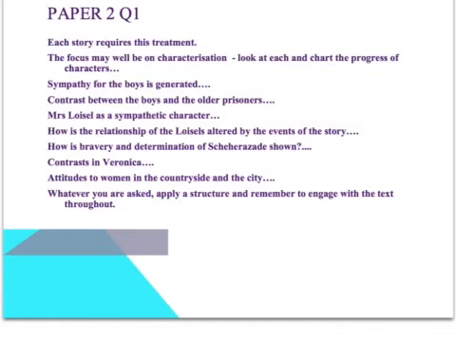Remember that in this question, if you get one of the short stories, the focus may well be on characterisation. And I think that it would be a good exercise, I know we've done this in class in my school, to look at each of the stories and chart the progress of the characters. Ideas, therefore, might be the way that sympathy is generated for the boys in Charlotte Gray. Maybe things to do with the contrast between the boys, maybe attitudes towards or attitudes of the boys, and the older prisoners, or even the people who are not prisoners but are adults outside their world.